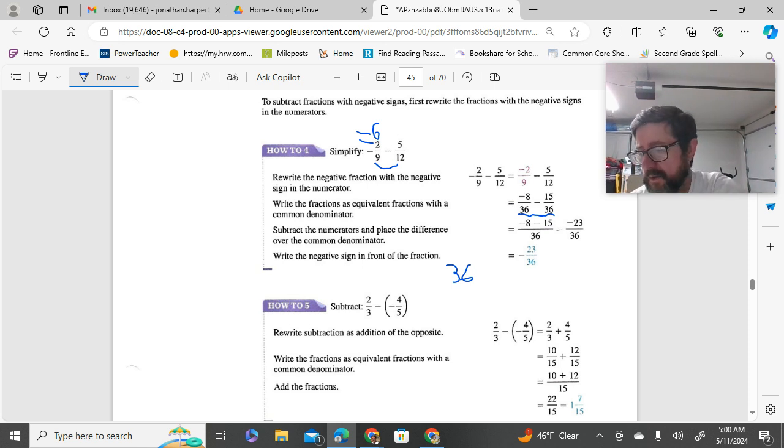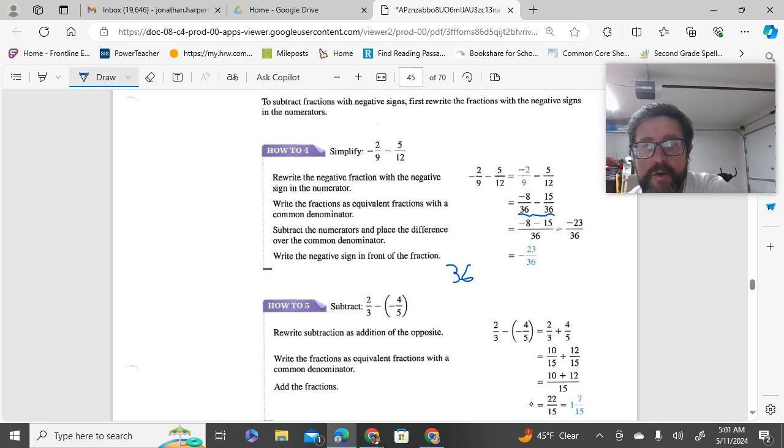Okay, so let's go negative 2 fraction button 9 minus 5 fraction button 12 equals. It gave the answer negative 23 over 36. How did it get, oh, I messed up. Okay, let's redo this. I'm going to erase all this.